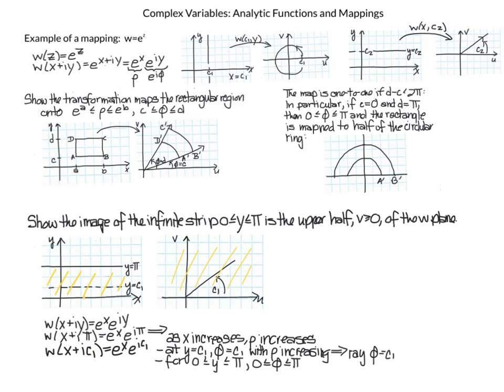Now, if we consider y ranging between 0 and pi, when we have 0, we get this ray. When we have pi, over here, we get this ray. When y is equal to pi over 2, we get the pi over 2 ray here. When y is equal to pi over 4, we get the pi over 4 ray. And so we basically get all of these rays, until eventually we've covered the entire UV plane.